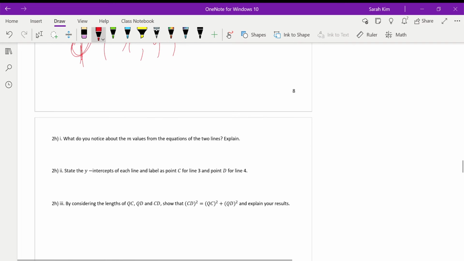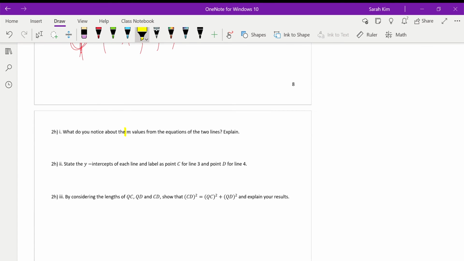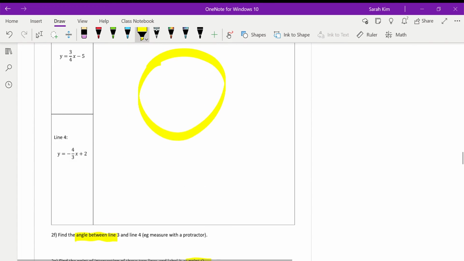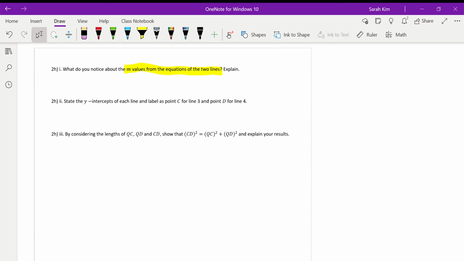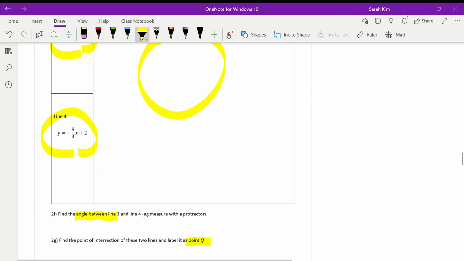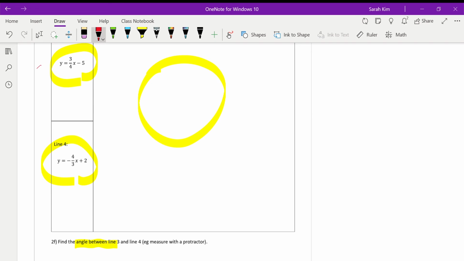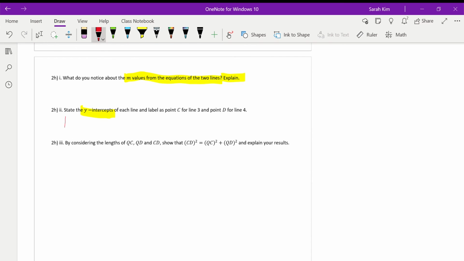So write it down. What do you notice about the m values from the equation of the 2 lines? So have a look. Which ones are m out of these equations? What do you notice about them? You need to explain what you see. Then state the y-intercepts of each line. Right? So have a look again. Out of these, which one's the y-intercept for line 3? Y-intercept for line 4. We'll do maybe a dot instead of a dash. Y-intercept is, write your answers.